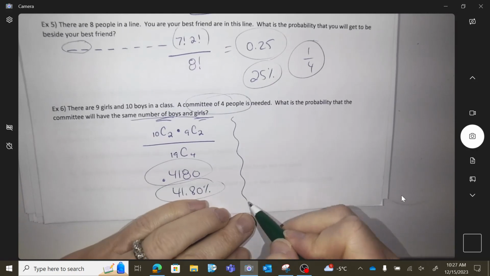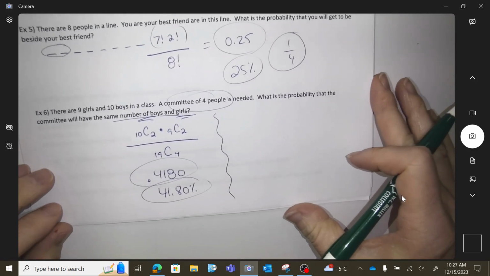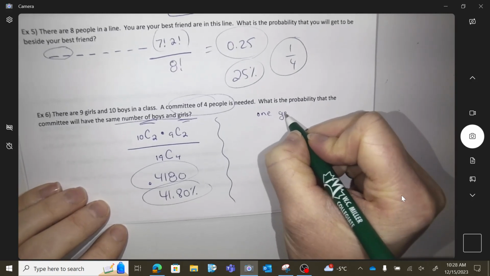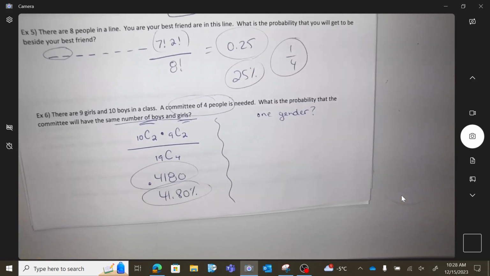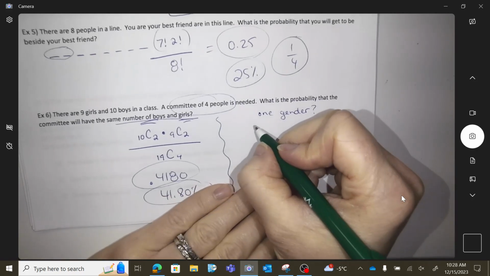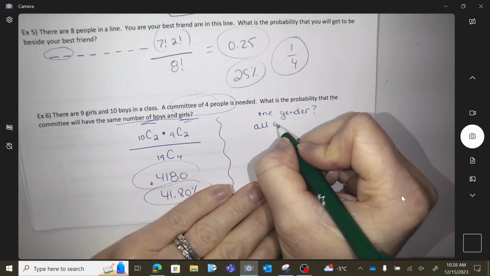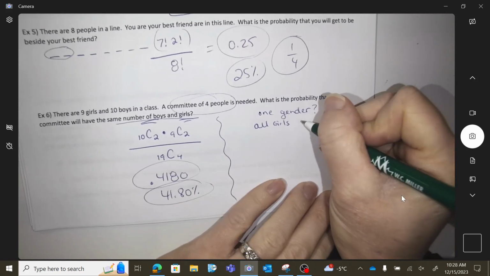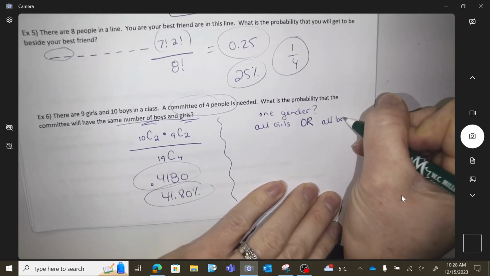Okay, I'm actually going to give you a secondary question here, just to make you practice something different. What if I said, what's the probability that your committee will have just one gender on it? So tell me what your committee could look like. You could have all girls. Is there another scenario? Or you could have done something that would have had all boys.